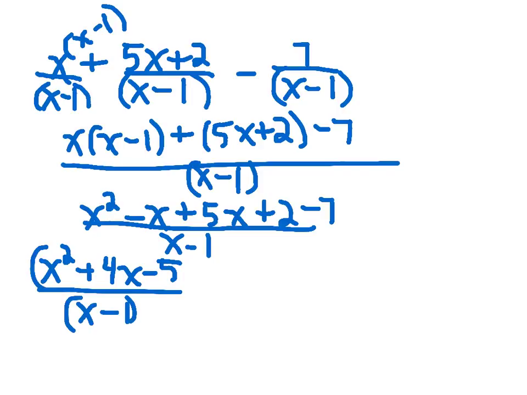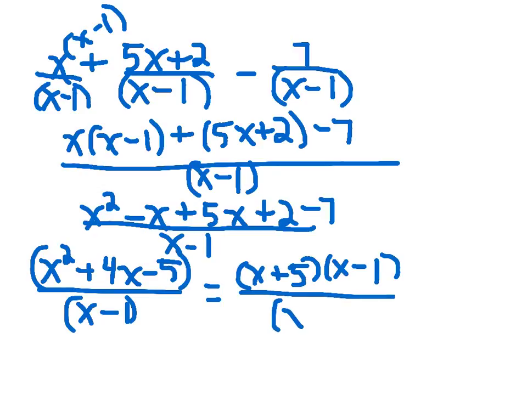I can't cancel parts, but I can factor the numerator and then see what happens. So I know I'm going to have x and x. My signs are going to be different. I'm looking for numbers that multiply to 5 and subtract to 4. They are 5 and 1. 5 goes with the positive, 1 goes with the negative, and lo and behold, there we are.